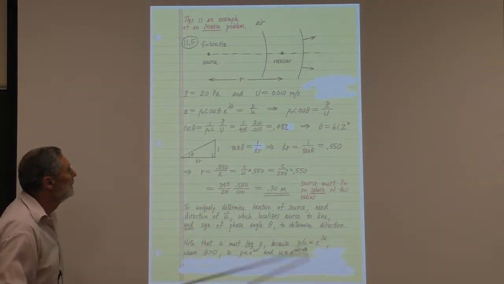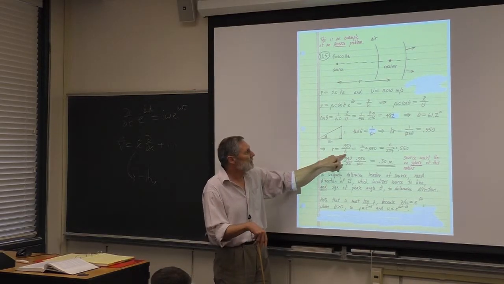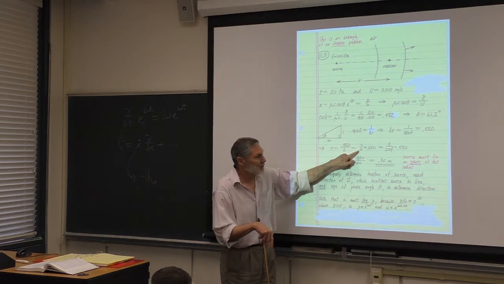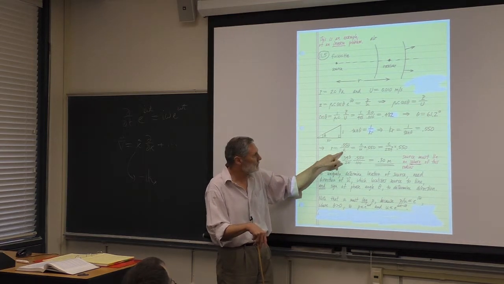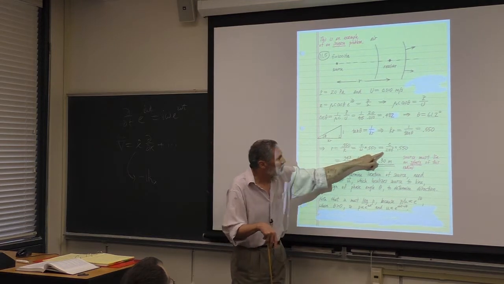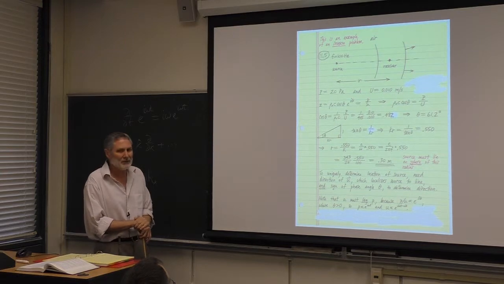Plug it in. Well, I found kr. We have to divide by k. K here is omega over c, right? We go through this a lot in this course. I plug the numbers in, and I can find the distance. It's a small distance. It happens to be 30 centimeters.